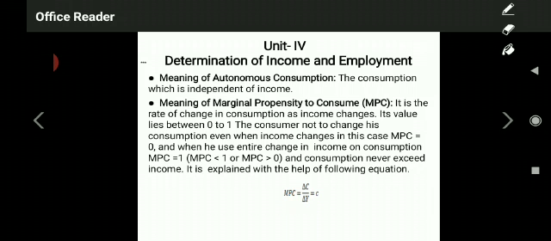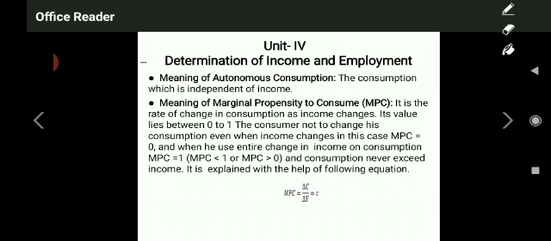The MPC value lies between 0 and 1. This point you have to understand over here. In a multiple choice question they may ask, the value of MPC lies between so and so, and the options will be 0.1, 1.2, 0.2, like that. The right option for that question is 0 to 1. I'll tell you how.